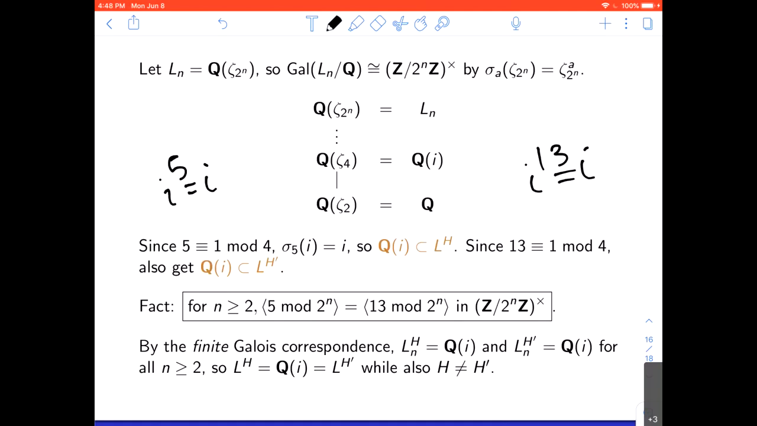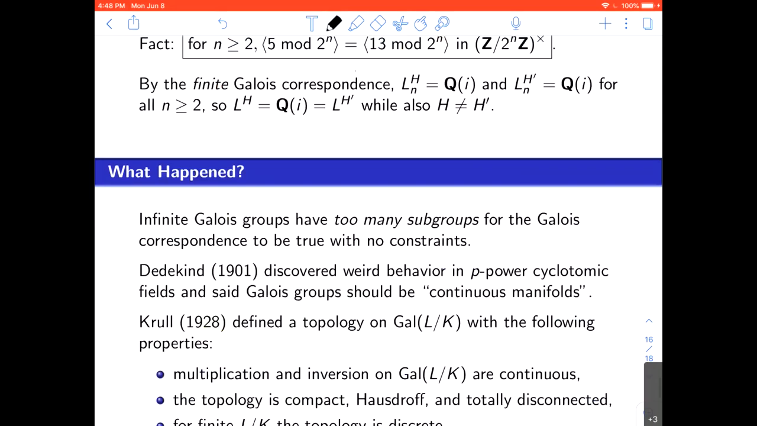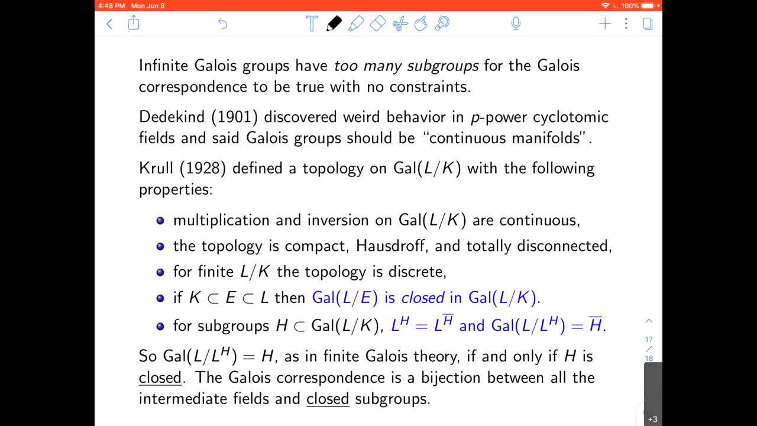And so this is totally different from the finite case. Okay, so that's a surprise. And so the problem is that there are basically too many subgroups. Dedekind, back in 1901, was actually looking at this very example, p-power cyclotomic extensions, and he realized that strange stuff happens when you try to see if the Galois correspondence works.